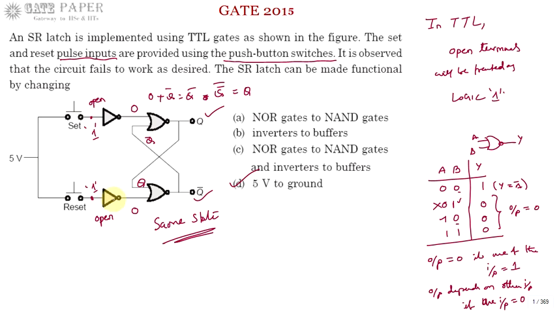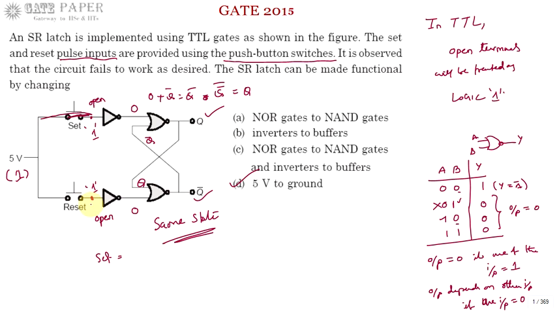Next, let us assume the set push button is pressed. At that time this 5 volts is connected to the input of the inverter, and 5 volts is treated as logic 1 only. Previously also it is at logic 1, now also it is at logic 1. So it will be in the same state as previous. So no change of operation is taking place even when the set button is pressed.